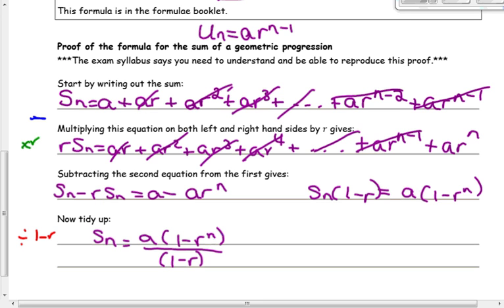So as long as you think about these steps here, you shouldn't have to memorize it because you can just work it out for yourself. The proof, that is.